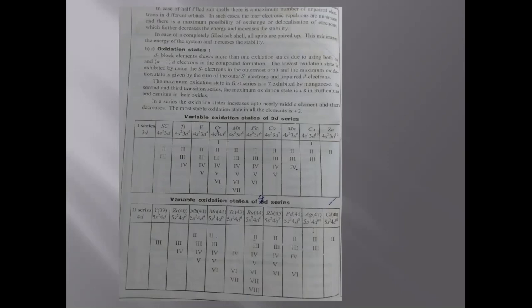In case of a completely filled subshell, all spins are paired up. This minimizes the energy of the system and increases the stability. That is the reason why chromium and copper configurations are anomalous from other elements.